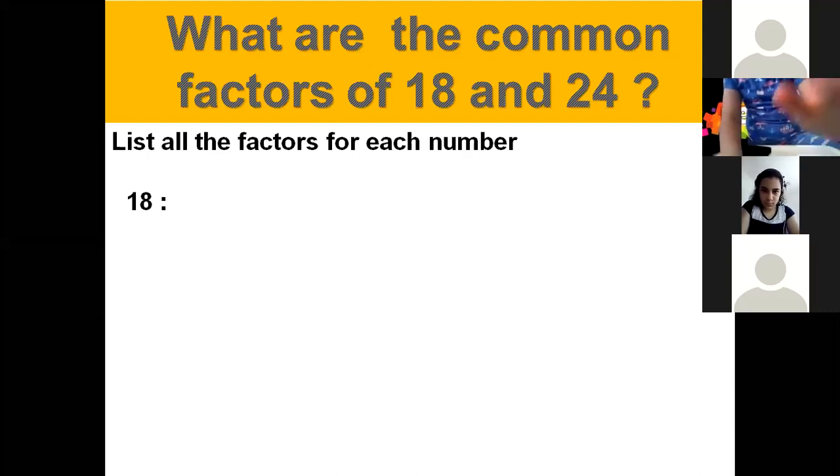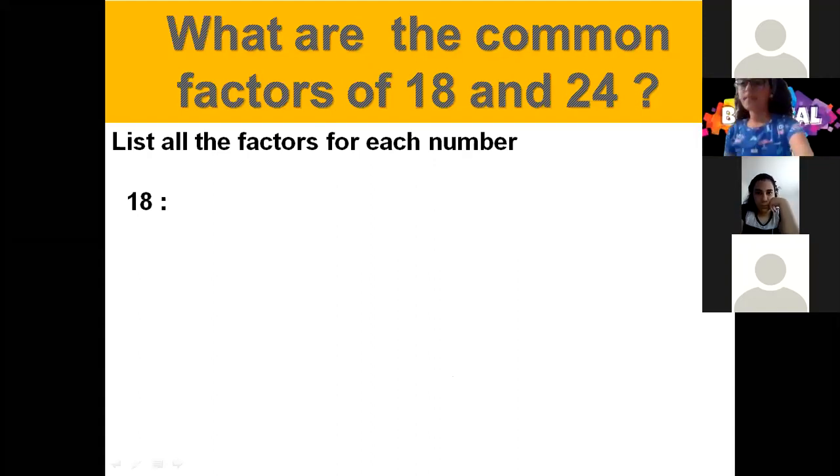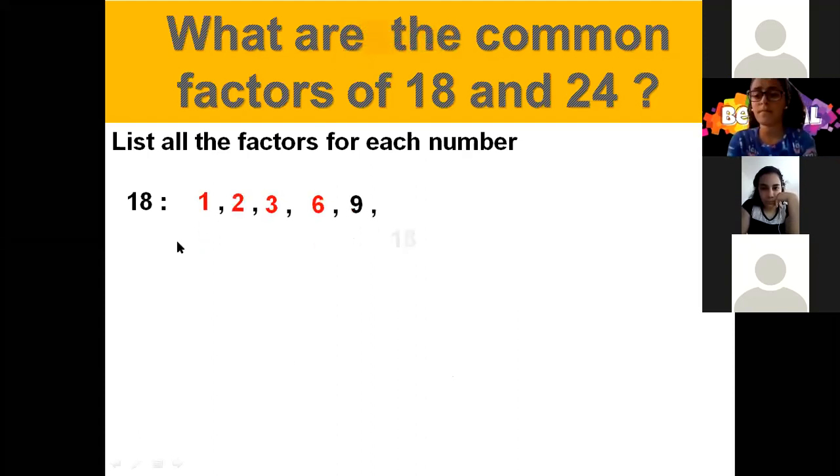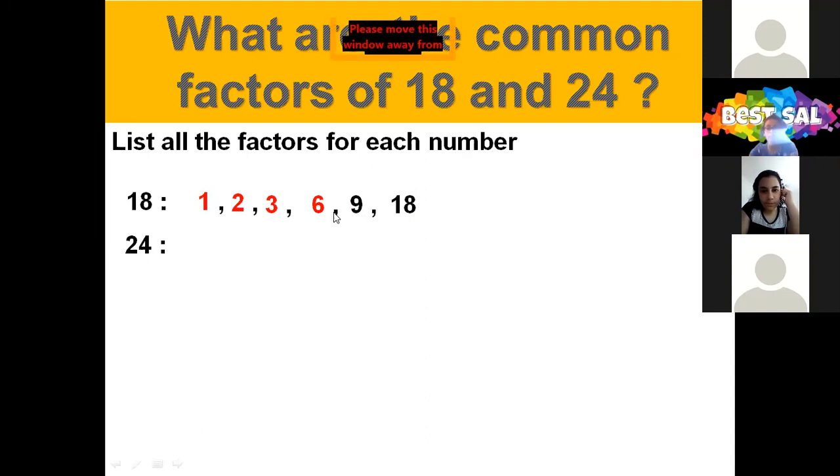Now, the factors are the numbers that we multiply together to get 18, for example. So what numbers do we multiply to get 18? There are so many numbers. We can multiply 1 times 18 is 18, 2 times 9 is 18, 3 times 6 is 18. So these are all the factors of 18.